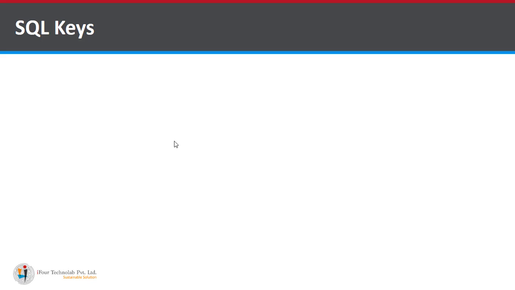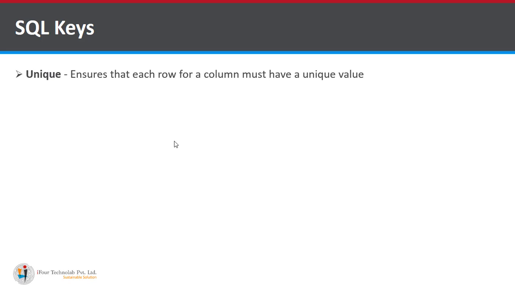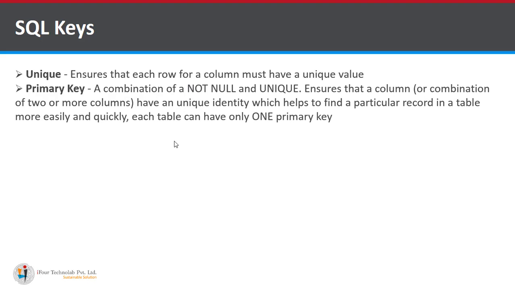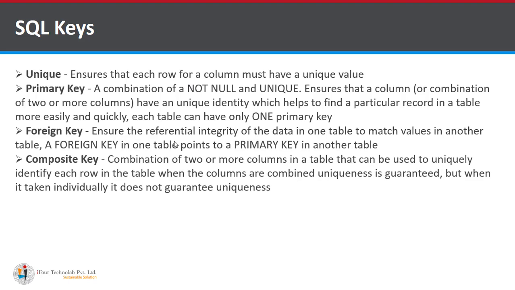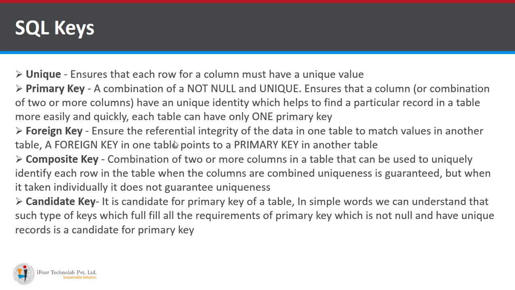Now we have keys. Keys are used for defining the behavior or relation of tables. We have unique key, primary key, foreign key, composite key and candidate key. So what is a unique key? A unique key ensures that each row for a column must have a unique value.